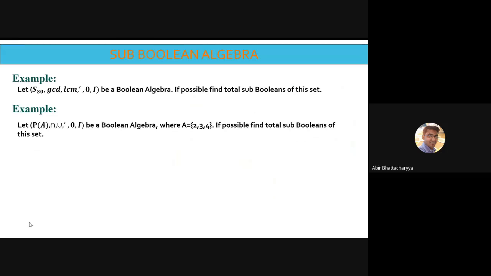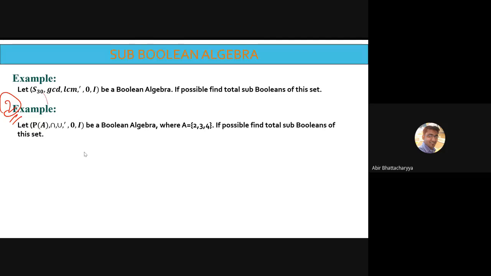Try the second one. The second one has a power set. Okay, it is not an S_n, because we are used to S_n. Now this is a power set with intersection and union. The similar type here, the GLB is intersection and LUB is union. So just do it again.